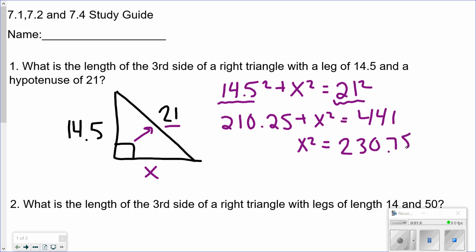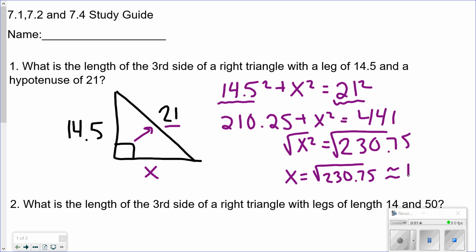which gives me that x squared is equal to 230.75. I don't care about x squared, I just want to figure out what is x, meaning I need to square root each side, and that gives me that x is equal to the square root of 230.75. And if I wanted to approximate this to 1 decimal place, it'd be 15.2.